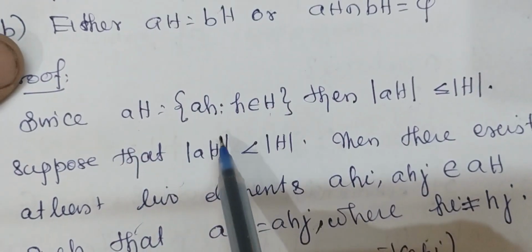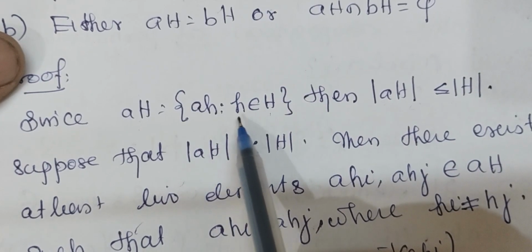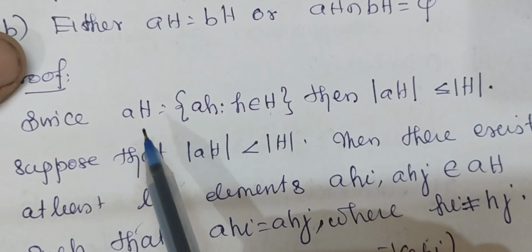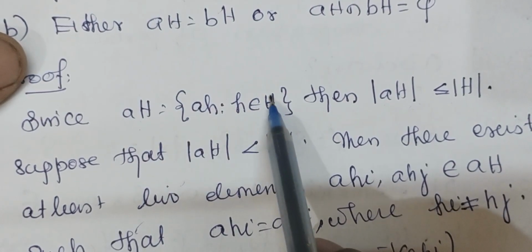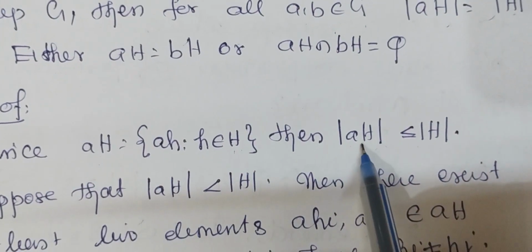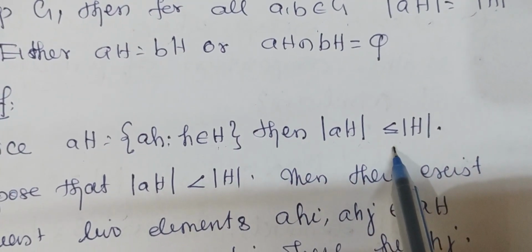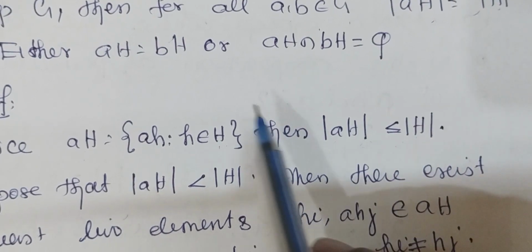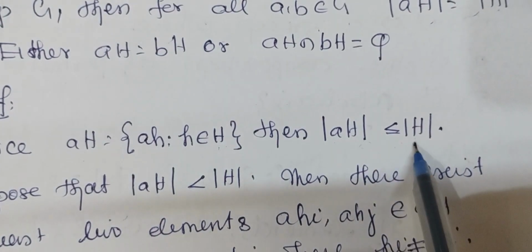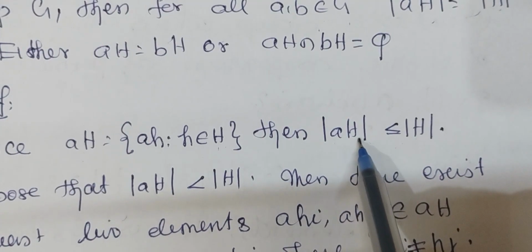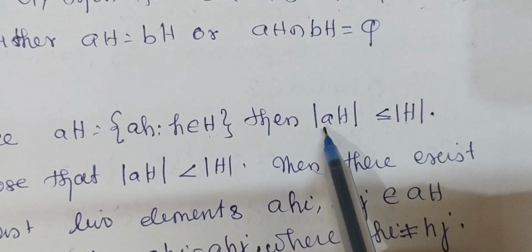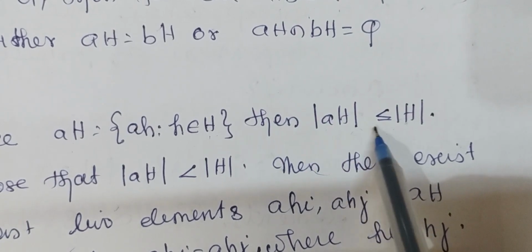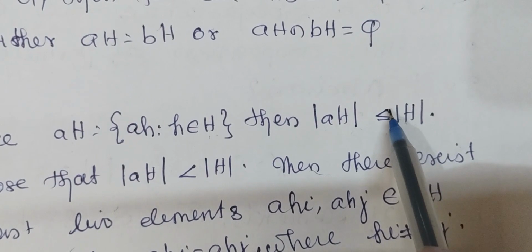Since aH is equal to the set of all ah such that h belongs to H, that means we take an element a from G and multiply with all the elements of H. Then the order of aH is always less than or equal to the order of H, because we multiply the elements of H only, so the elements will not exceed the order of H. What is our aim? Our aim is to prove the order of aH is equal to the order of H. That means we have to eliminate this less than.